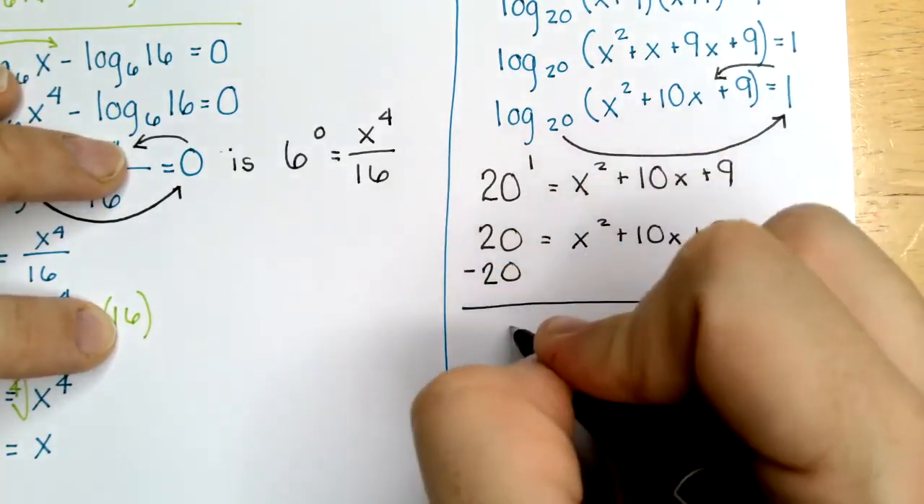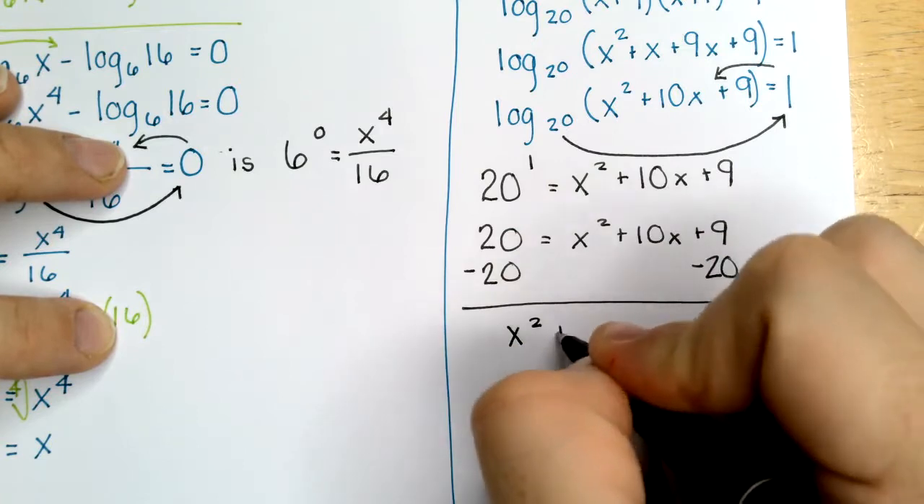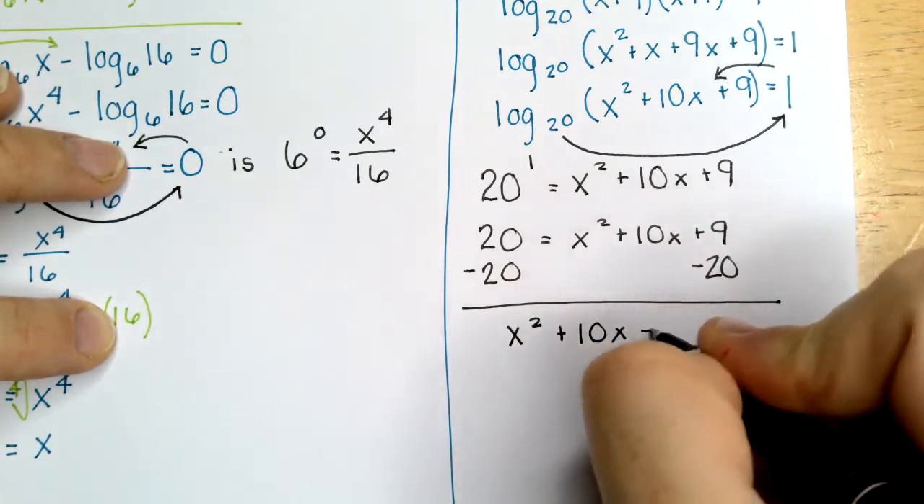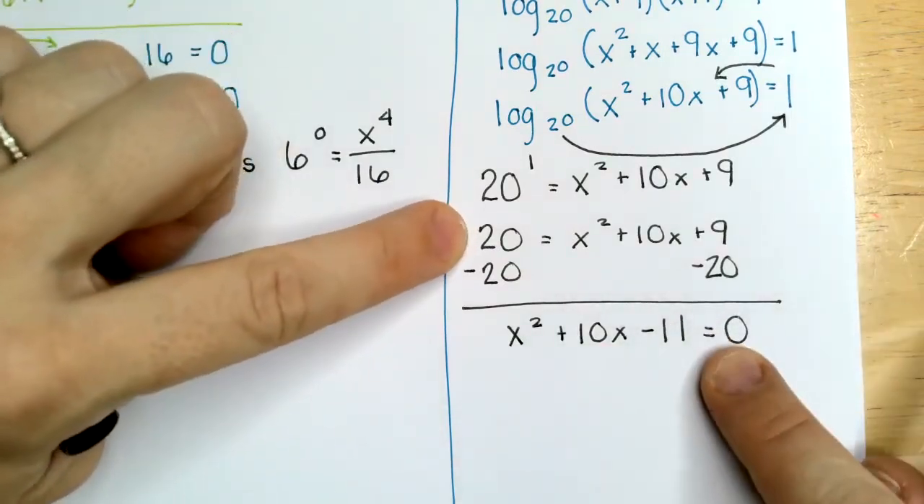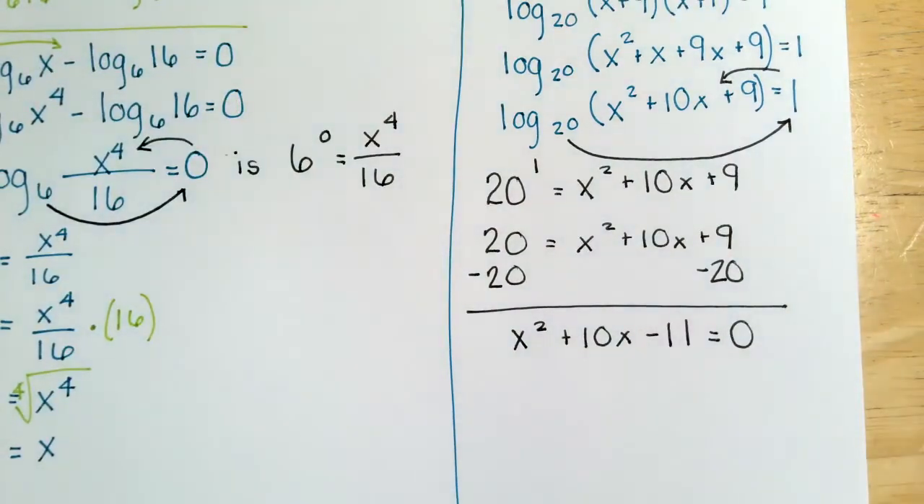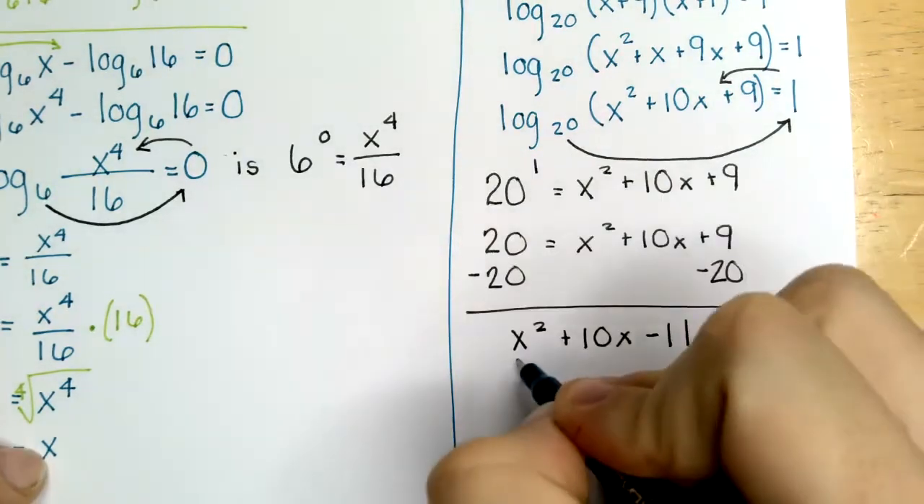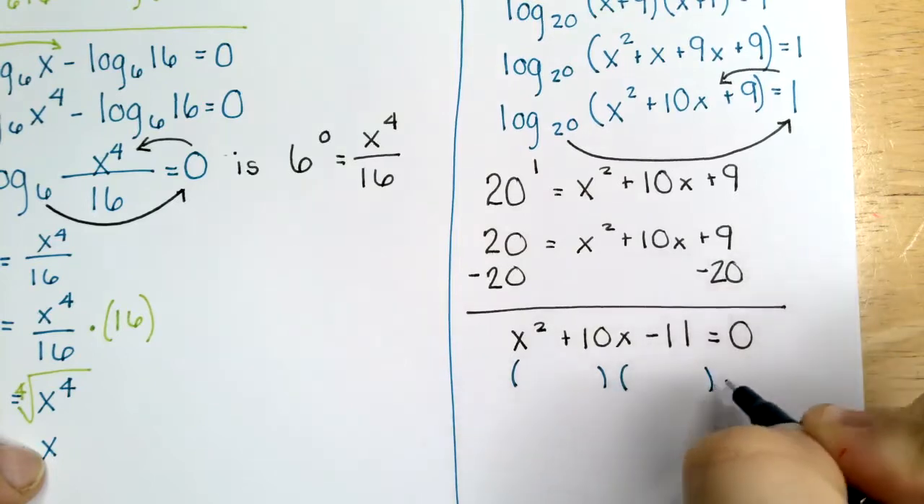And what I get is x squared plus 10x minus 11 equals 0. I just, instead of the 0 over here, I'm putting a 0 over here. And do you see that it is or is not factorable? What would you say?